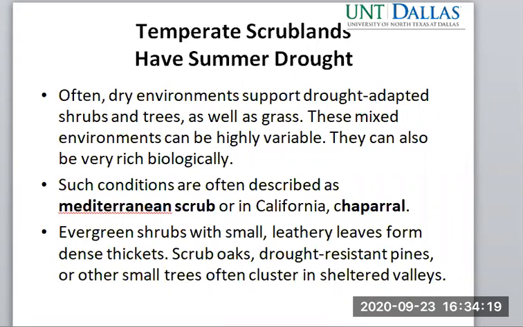Talking about the temperate scrublands, such conditions are often described as Mediterranean. When we talk about the Mediterranean, this means regions where the hot season coincides with the dry season, producing hot, dry summers and cool, moist winters. The evergreen shrubs with small, leathery, or sclerophyllous, hard, waxy leaves form dense thickets. We have some scrub oaks, drought-resistant pines, or other small trees that you will often see clustered in sheltered valleys.